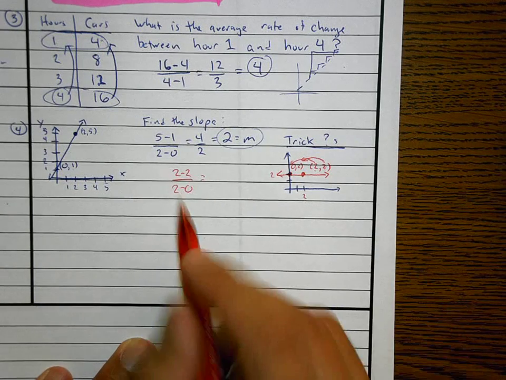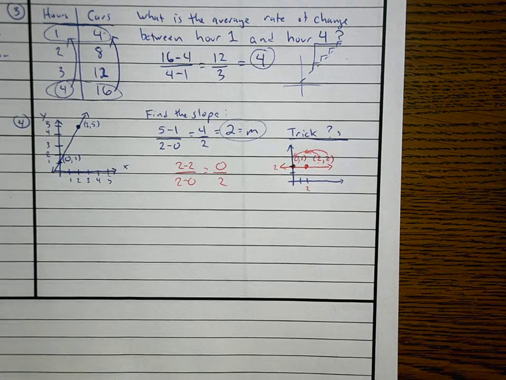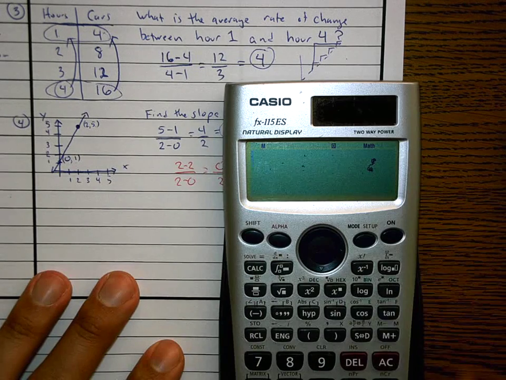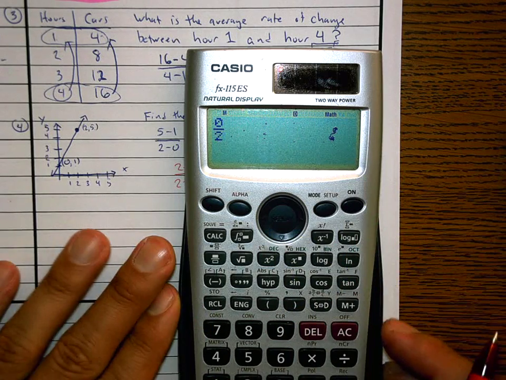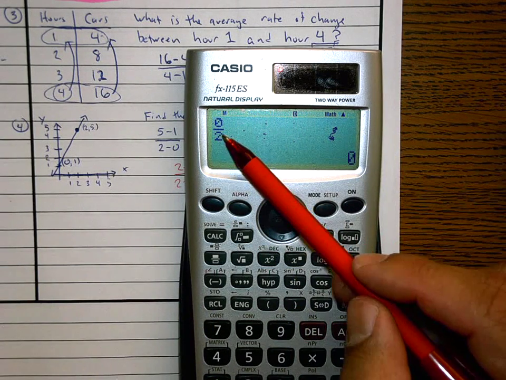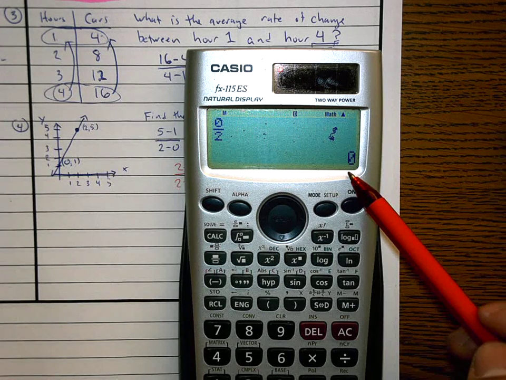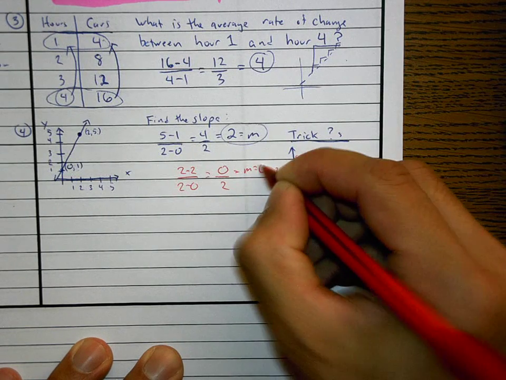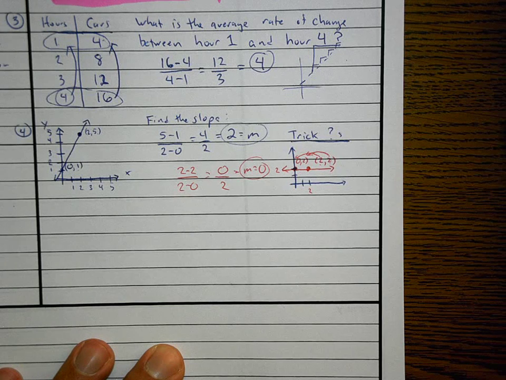This is what I get. 2 minus 2, which is 0, over 2. You may not know if you can do this or not. 0 divided by 2. So I'm going to punch that into a calculator real quick, just because. 0 divided by 2 is 0. The slope is equal to 0 for a horizontal line. Your slope is 0. That means you're rising nothing and going over as many as you want.